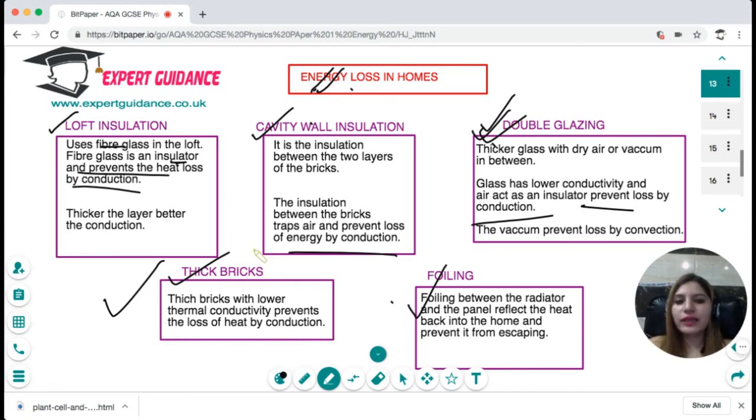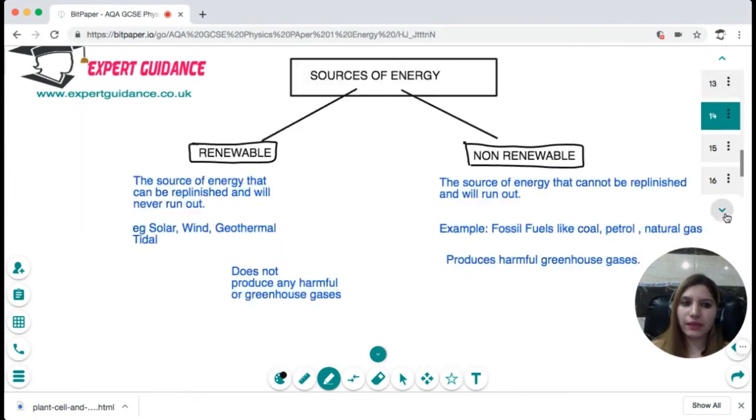And in foiling, we can use the foil between the radiator and the panel to reflect the heat back into the homes and prevent it from escaping.